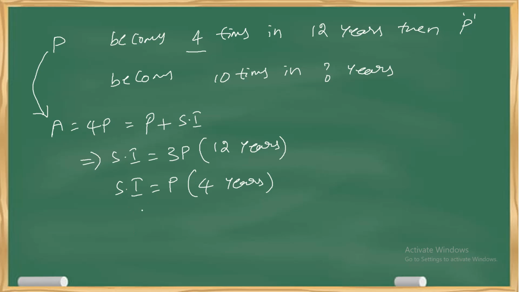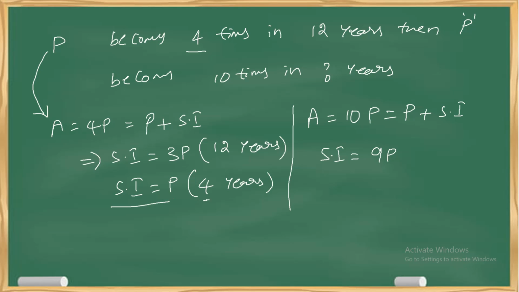Okay, now come back to the actual question. He is asking for amount is equal to 10p, and again substitute the formula p plus simple interest. So simple interest is equal to 9p. Simple interest is equal to p in 4 years. Simple interest is equal to 9p in how many years? 9 into 4, that is equal to 36 years.